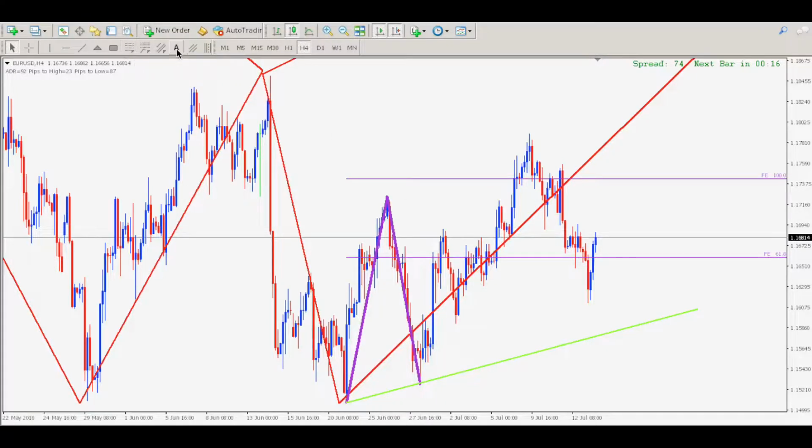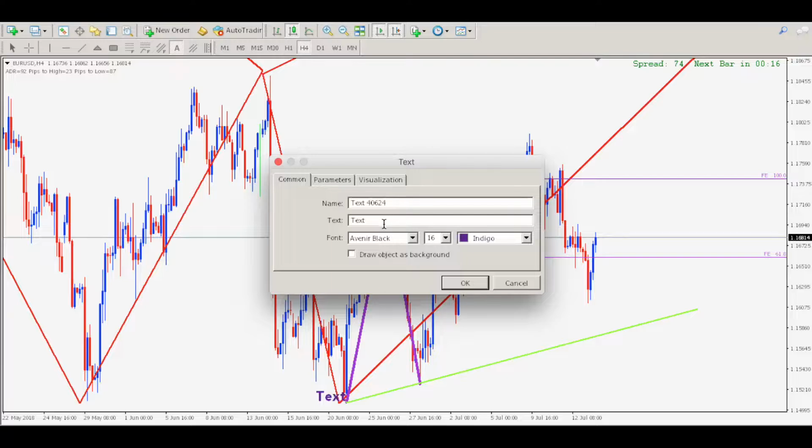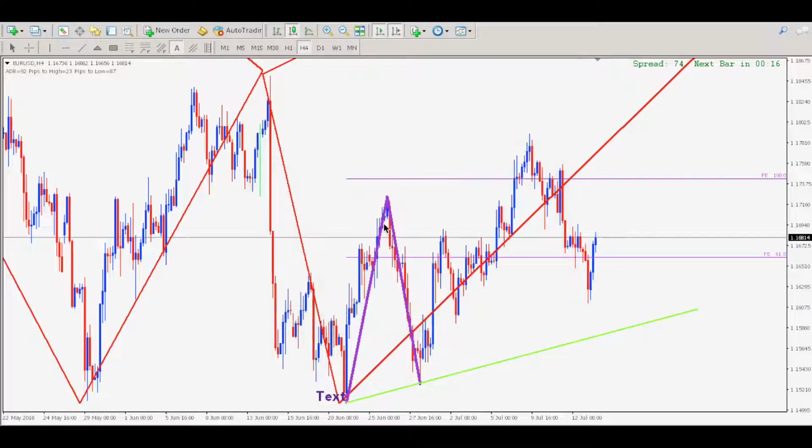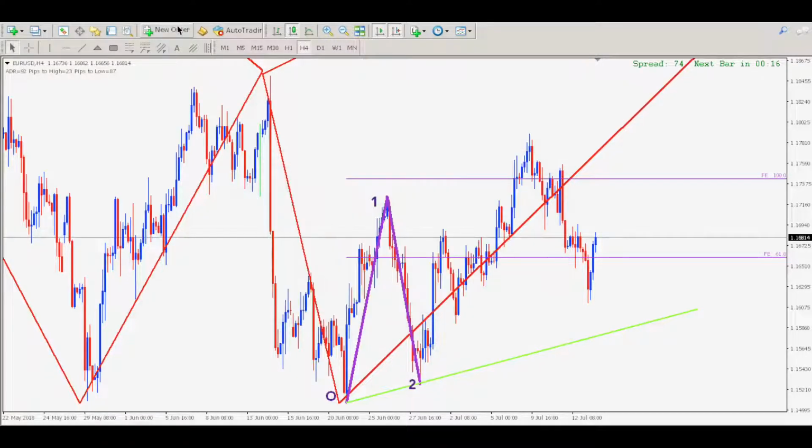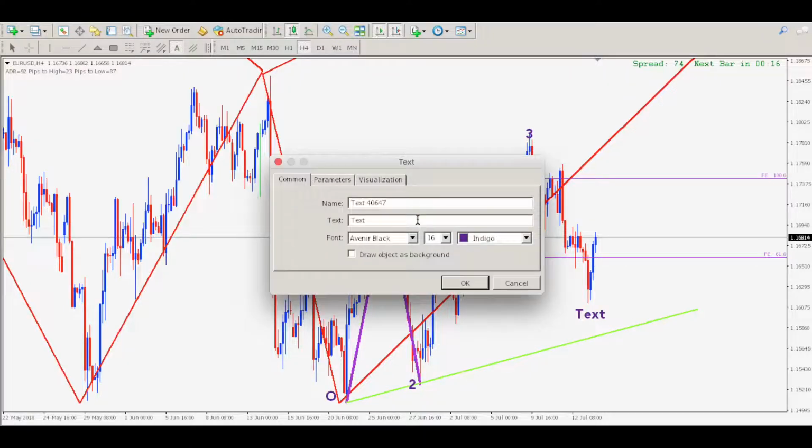So with that being said, let's go ahead and plot out these origins and these points in the waves. Okay, so there's our origin. This is where it started. Here would be our point 1. Here would be our point 2. Here would be our point 3. And here we have our point 4.